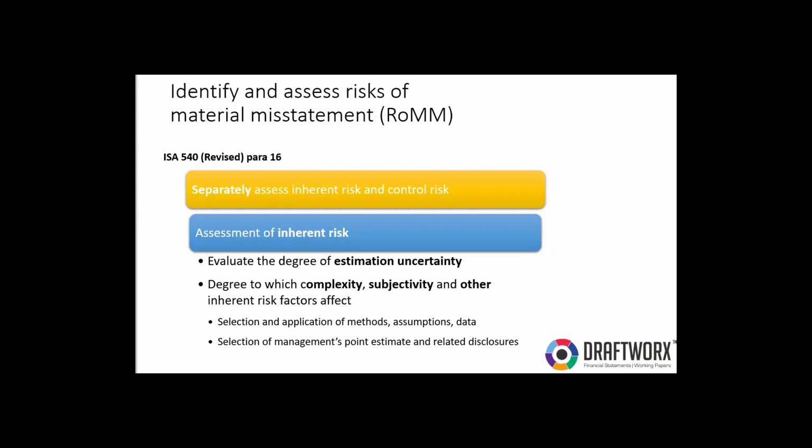So clearly, your planning working papers must include your considerations of these three elements to show that you've considered all of this to build up to your assessment of inherent risk at financial statement level and at assertion level for this particular accounting estimate.